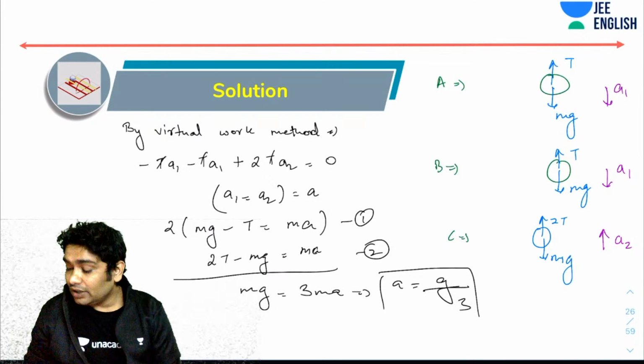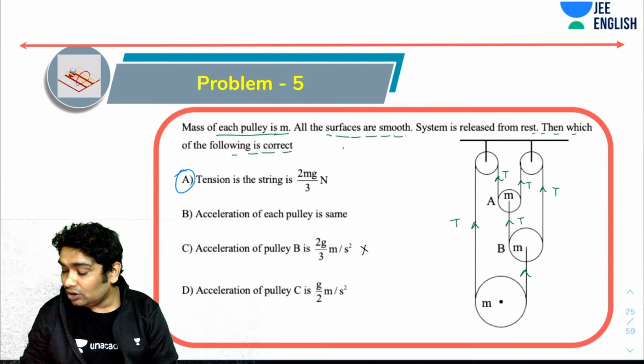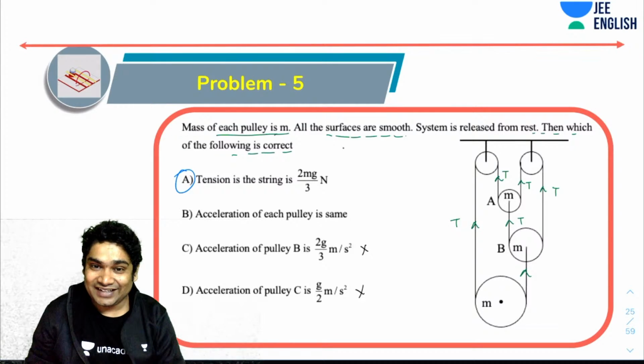Okay. So let's look at the options. So 2g by 3, that is wrong. This is wrong. Now, why is this not correct?